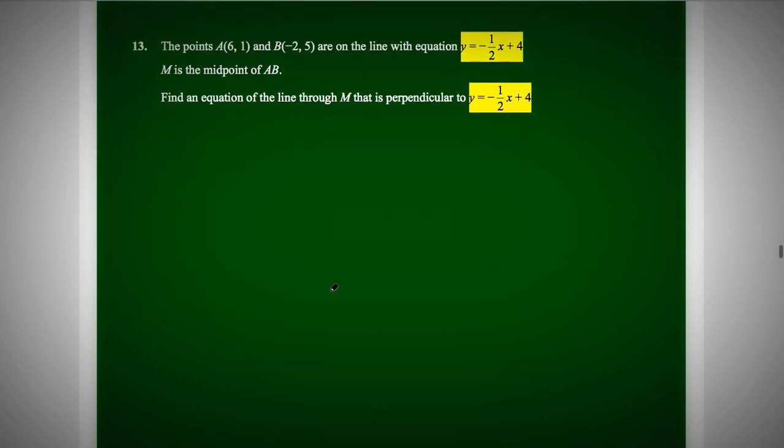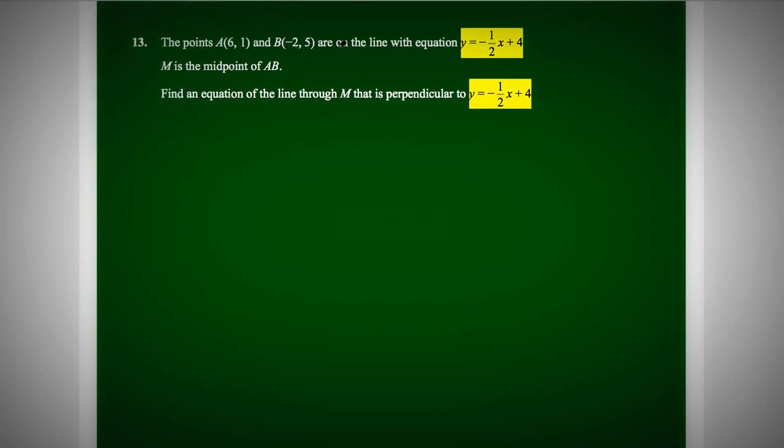Question 13. The points A (6, 1) and B (-2, 5) are on the line with equation y equals minus a half x plus 4. It's a straight line there. M is the midpoint of AB. Find an equation of the line through M that is perpendicular to that. We've got a lot of facts to remember about the line here. I'm just going to do a quick sketch of what this looks like. It doesn't have to be accurate, but to give me an idea of what's going on.